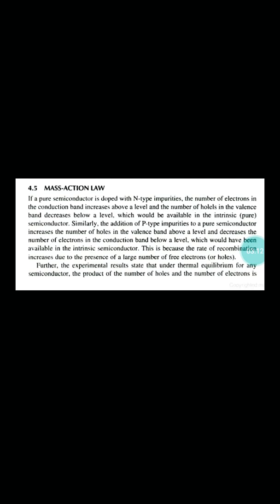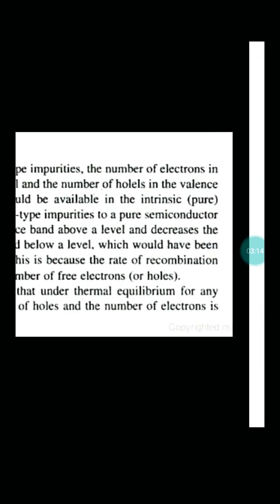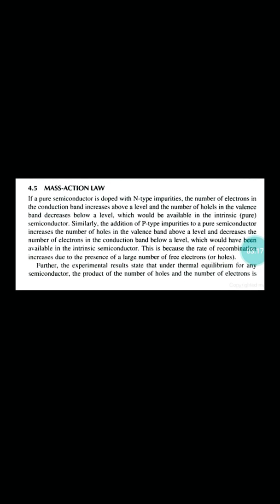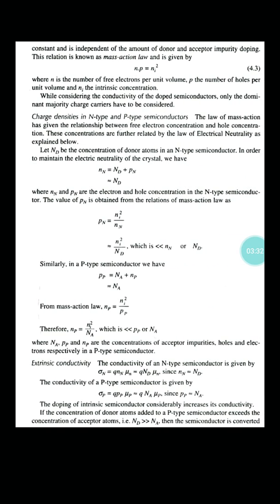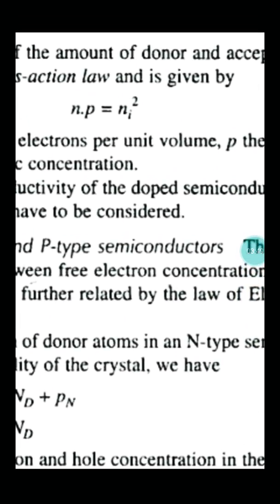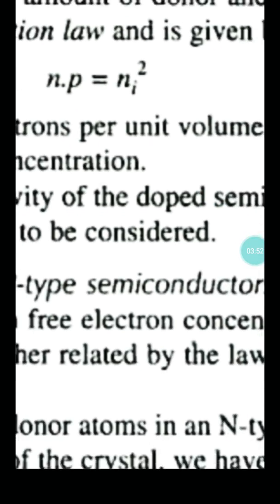This is because the rate of recombination increases due to the presence of a large number of free electrons or holes. Further, the experimental result states that under equilibrium for any semiconductor, the product of the electron and hole concentrations, n dot p, is constant and is independent of the amount of donor and acceptor impurities. This relationship is known as the mass action law. Concentrate on this important expression.